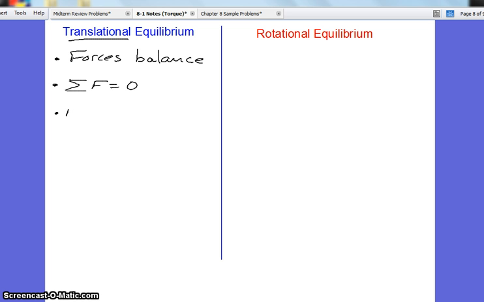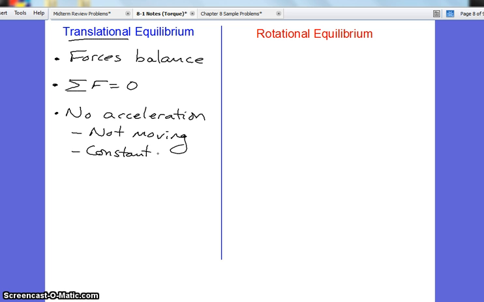Well, we know we're in translational equilibrium if there is no acceleration. In other words, we want to look for things like it is not moving, or it's moving at a constant velocity. So it can be moving and still be in equilibrium as long as it's moving at a constant velocity. So those are some terms that you want to look for.